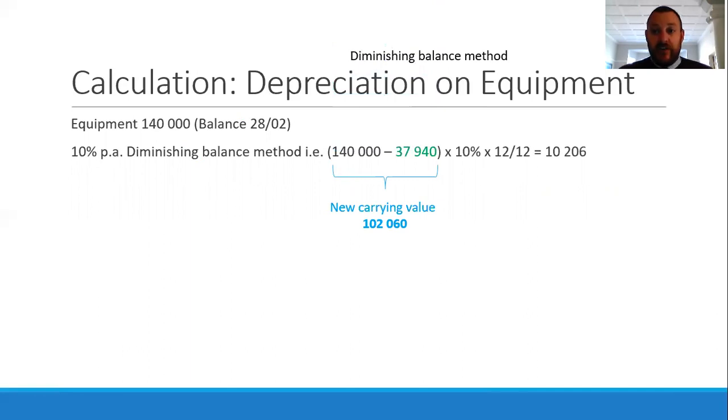Once you have the new carrying value, you then multiply that by 10%, and of course it's a per annum rate, and it was for a full year. So you get your figure of 10,206 Rand.